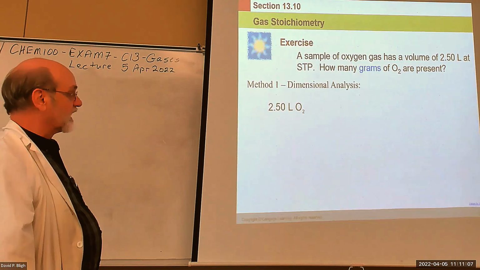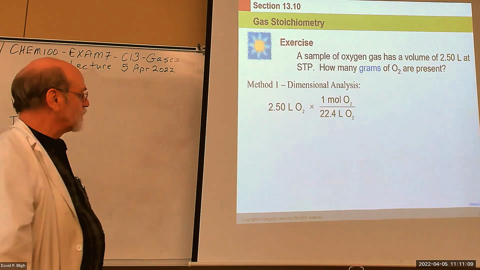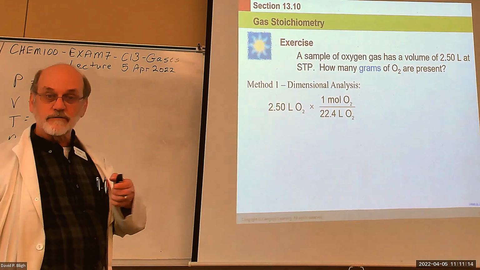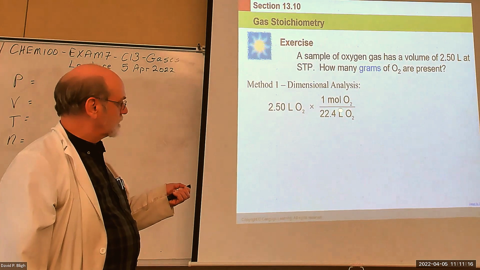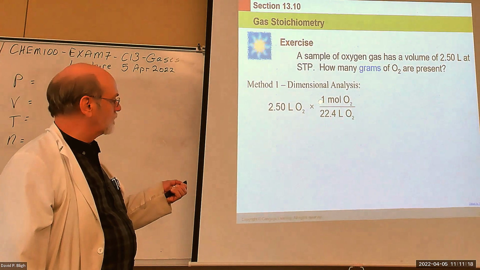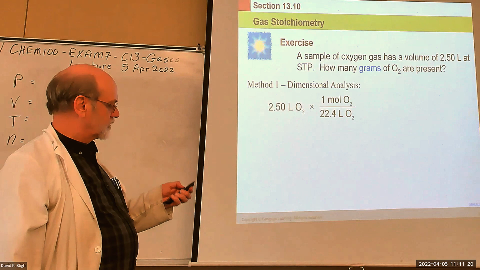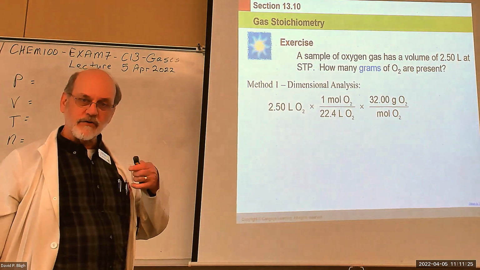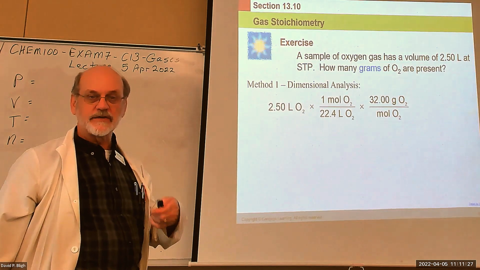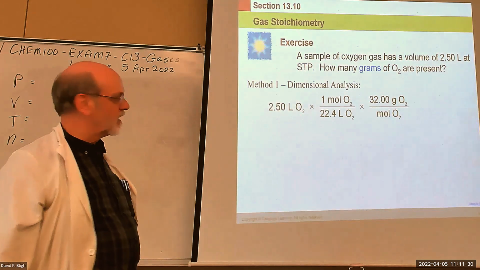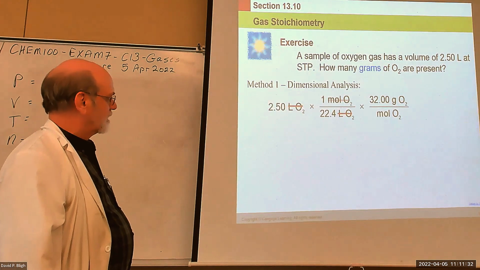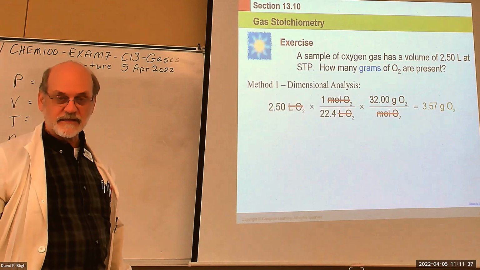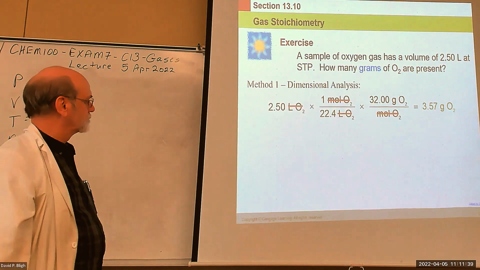This is dimensional analysis. 2.5 liters of oxygen. And we know the conversion factor. This is the molar volume of any gas. So this will give us so many moles, and then we know that 32 grams per mole is the molar mass of oxygen. And that calculation says we have 3.57 grams of oxygen. That's method 1.